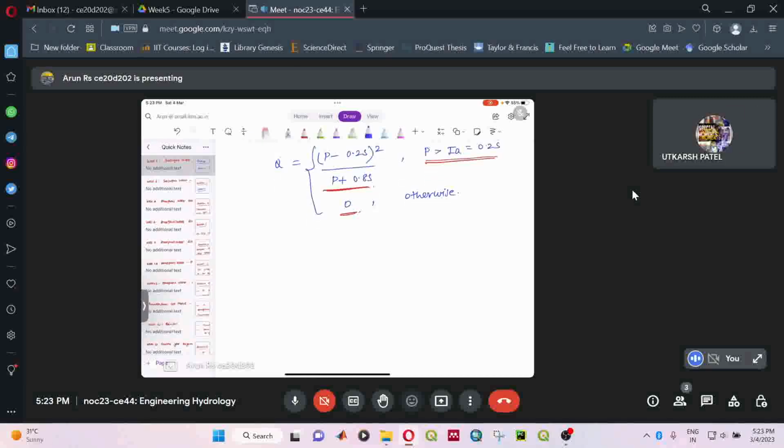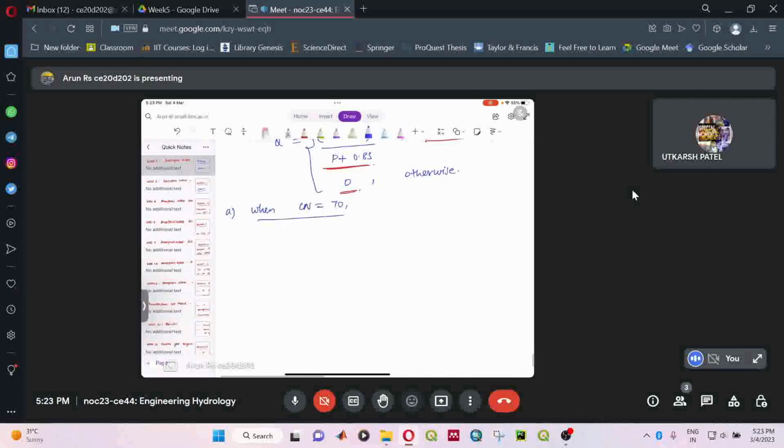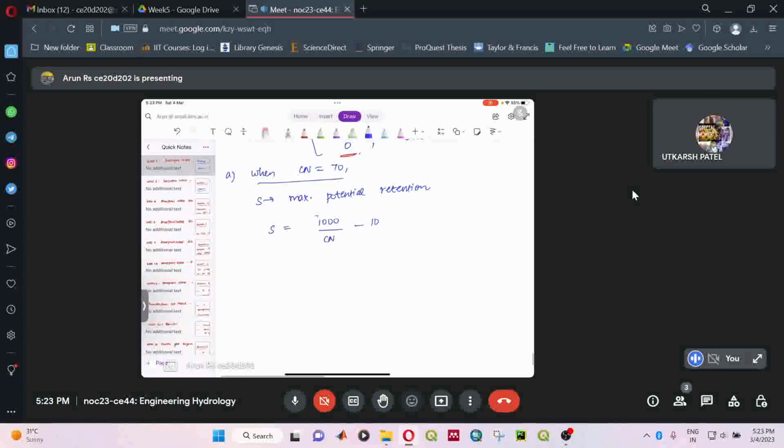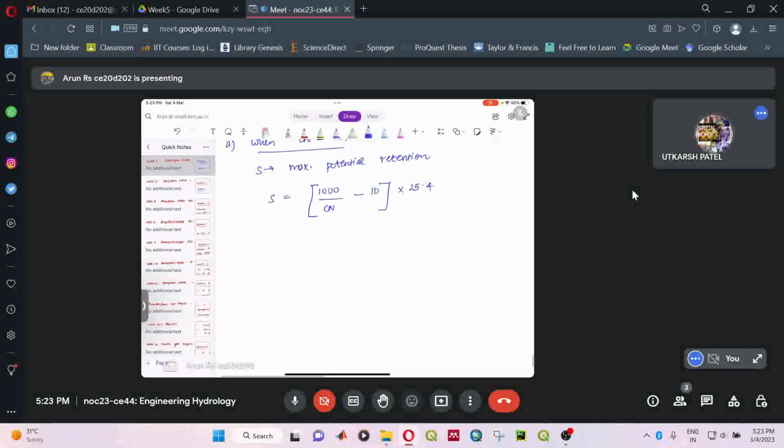So the first condition is when curve number equals 70. First, we need to compute your maximum potential retention, S. That is derived from the curve number equation itself. It is an empirical equation. It is something like 1000 by CN minus 10. So this will be in inches, so we'll convert to mm by multiplying with 25.4. So this will be in mm.